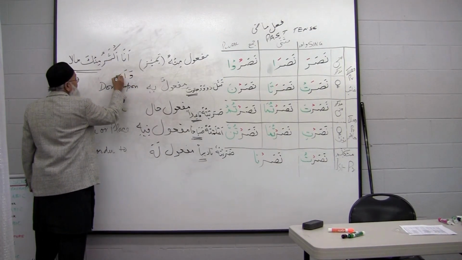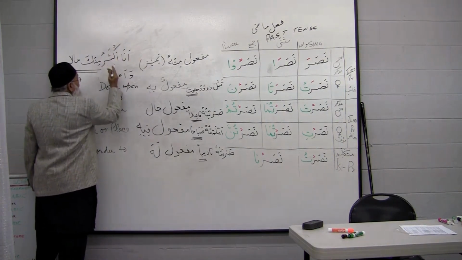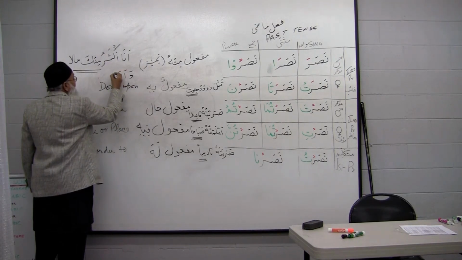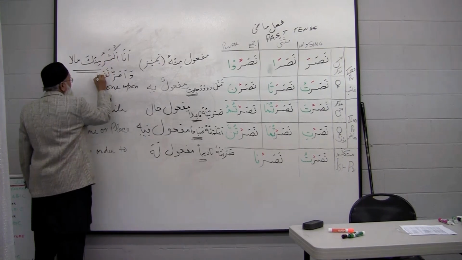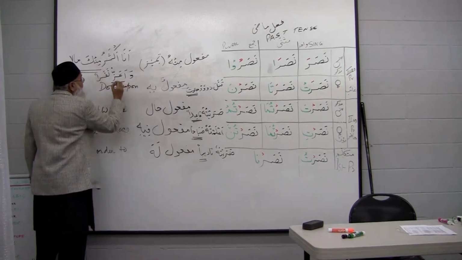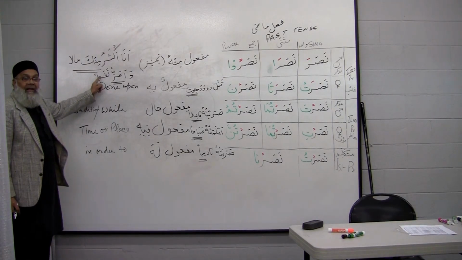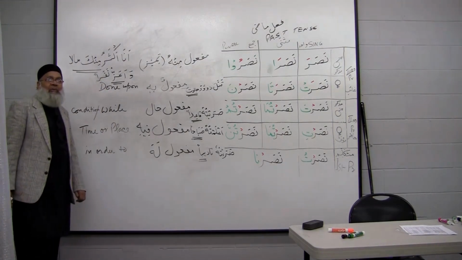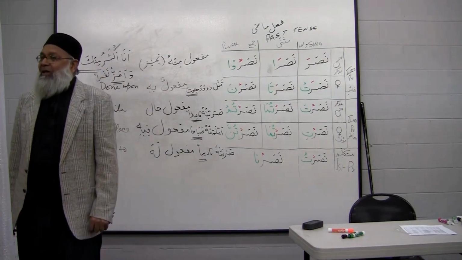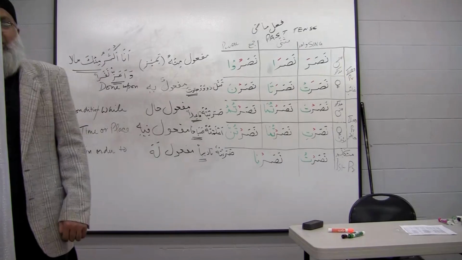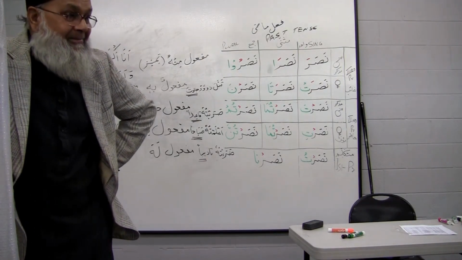Wa a'azzu nafara. And I am mightier than you in terms of nafar. What is it in Urdu? Manpower. I am more than you in terms of manpower. It means I am wealthier than you and I have more sons than you have.